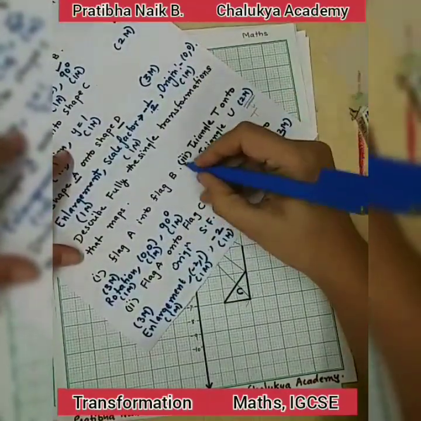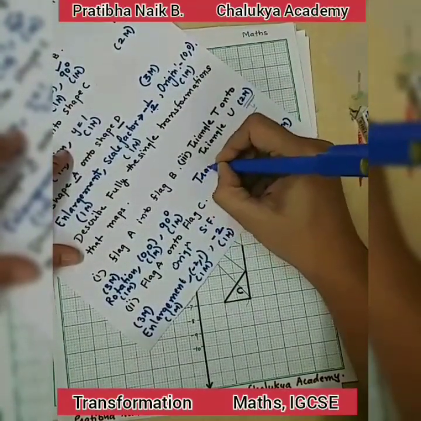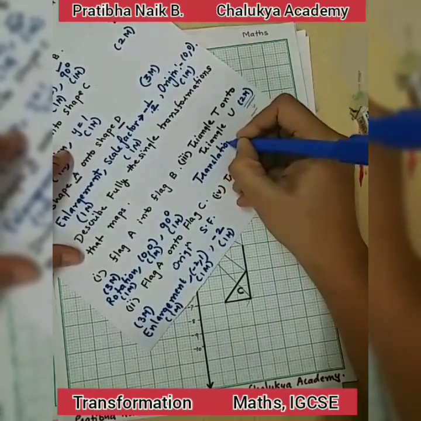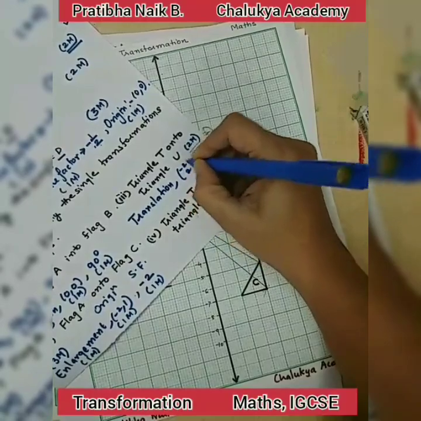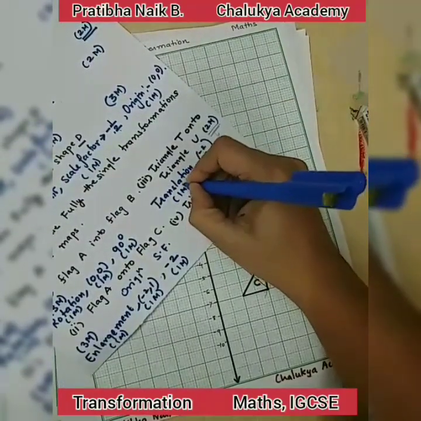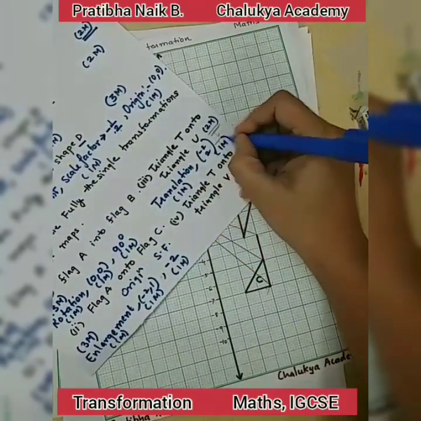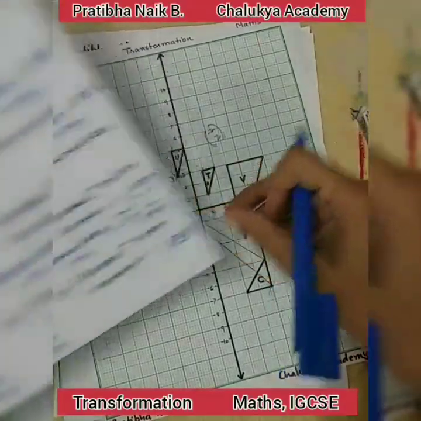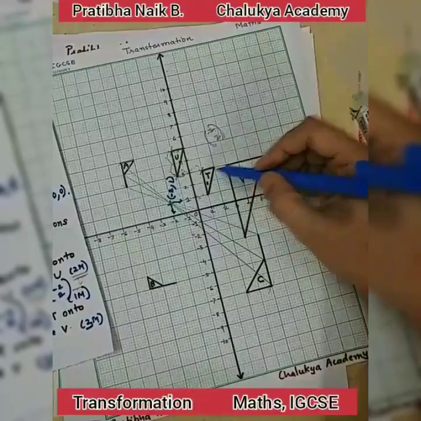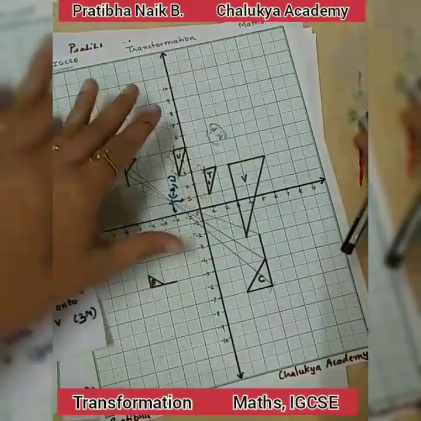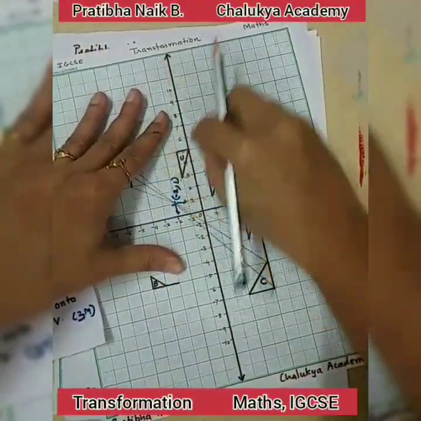So this way we could identify the column vector by which we can translate the figure. So this is the type, that is a translation, and the column vector, as we have identified here, is (-2, 2). So dear students, 1 mark for translation and 1 mark for this column vector. Okay, now we will go to the transformation from T to V.